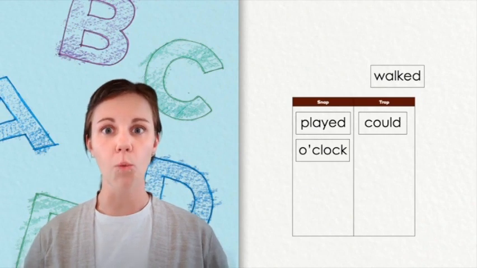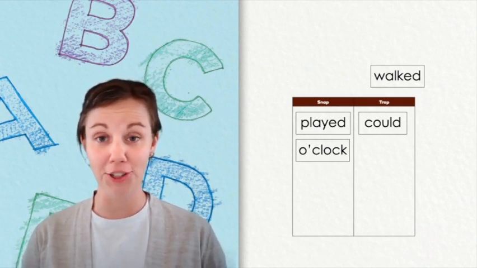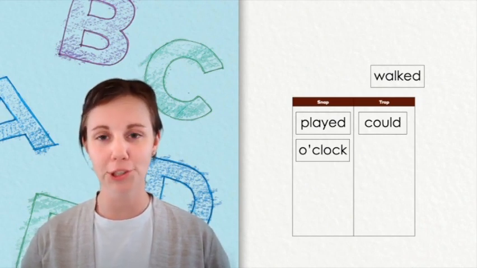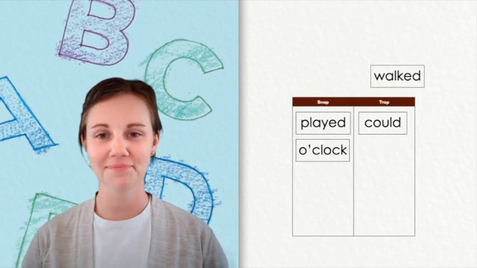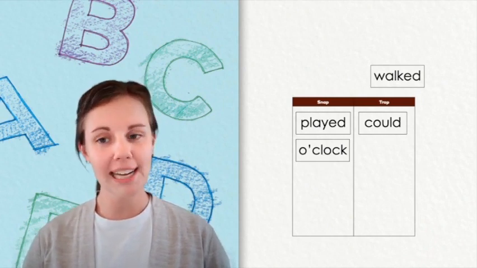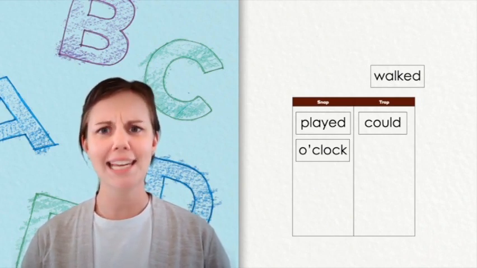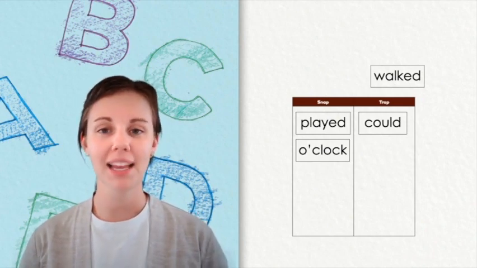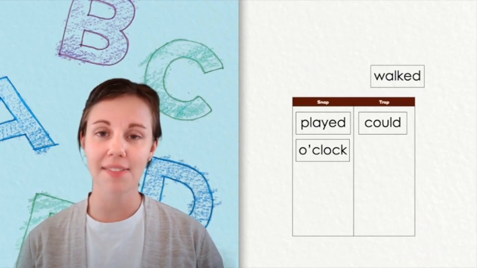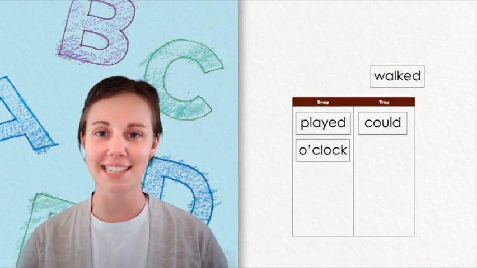This word says walked. Go ahead and study that word to decide if it should go in the snap column or the trap column. What patterns do you see? That's right, it has our ED suffix, walked. And it's making the T sound, which we know it makes sometimes. I also am noticing that LK blend. That word is a snap.